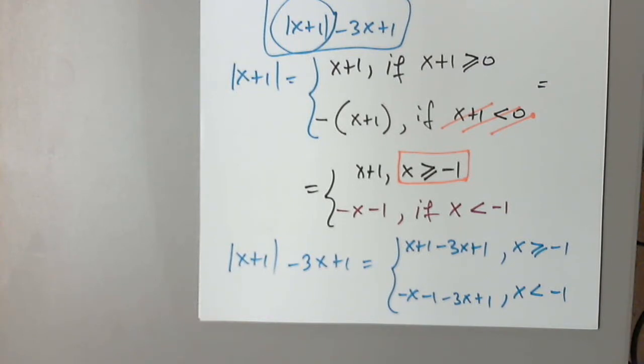Because I have to distribute negative 1. I cannot distribute negative 1 to one term without the second. Okay. Clear, everyone? Okay, perfect.